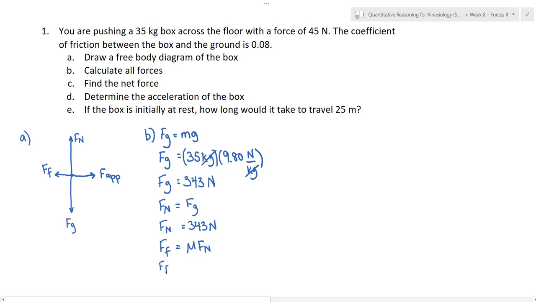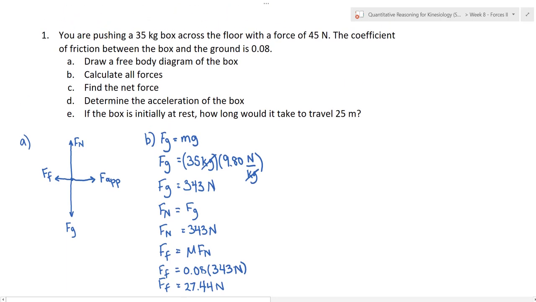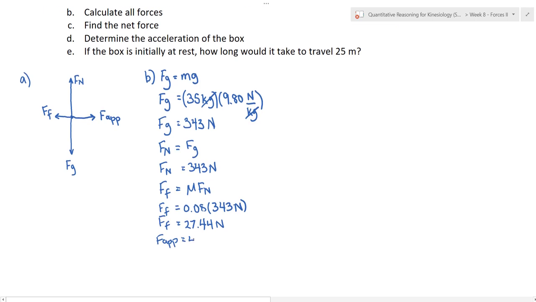So our force of friction is equal to the coefficient of friction, which is given in the question as 0.08, times the normal force, 343 newtons. Force of friction is equal to, let's type that on our calculator, 0.08 times 343 newtons, and that's 27.44 newtons. The one other force that's here is F applied. And F applied was just given in the question. It tells us that you're pushing the box with a force of 45 newtons. So F applied is 45 newtons.